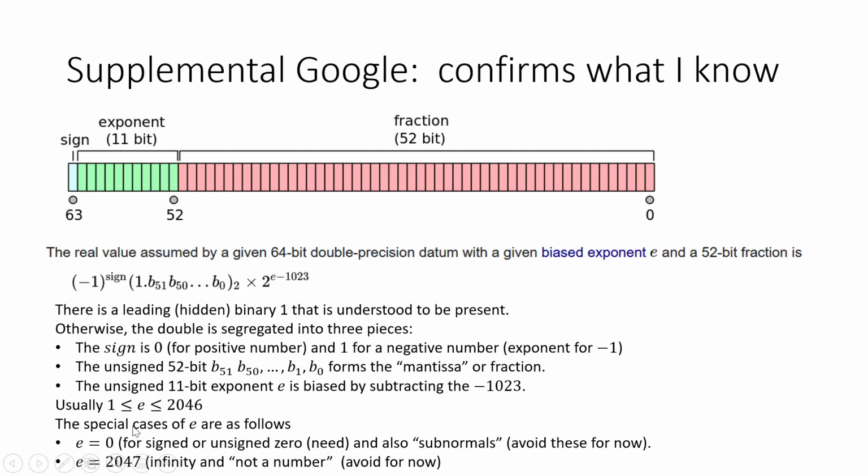That's the normal range. There's a special case where E is 0, for signed or unsigned 0. You need that. So if all of the bits are 0, that corresponds with 0, because E is 0, and then the fraction or mantissa is 0, so that identifies as 0. If the fraction is non-zero when the exponent is 0, that's called a subnormal, and we're going to avoid these for now. If you're interested later, I can tell you more about it.